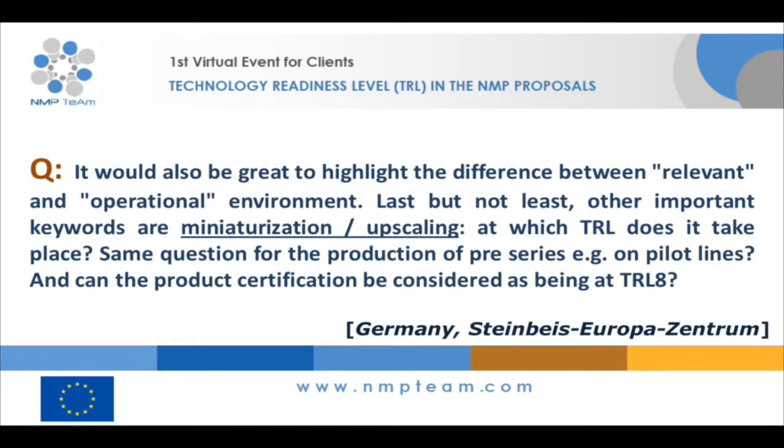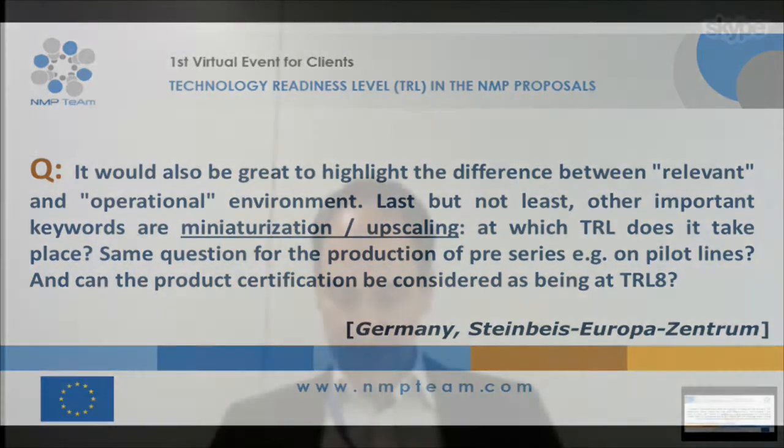I think the next question is similar, but it has a part on miniaturization and upscaling. At which TRL does it take place? Well, in the case of nanotechnology, it takes place at a much earlier stage. But then the question in the case of nanotechnology is whether the miniaturization can be upscaled. And when we say upscaling, we mean at least TRL 5. So where we refer to upscaling in topics, you will see that it goes with TRL 5 or 6 or 7.